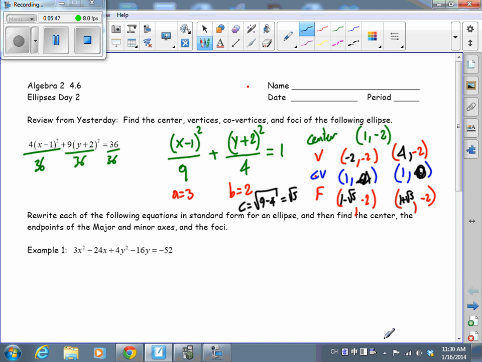Any question on this? Wait, how did you get 1 minus, 1 plus 2? Remember, the foci always go with the vertex. So the vertex, you start with the center plus c and minus c. So center minus c, center plus c. That is 1 minus square root of 5, 1 plus square root of 5.